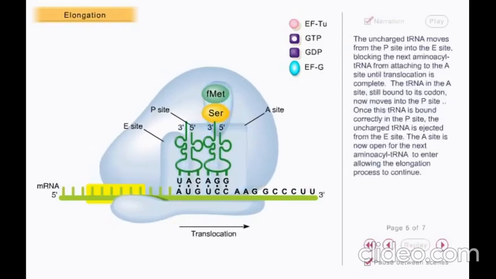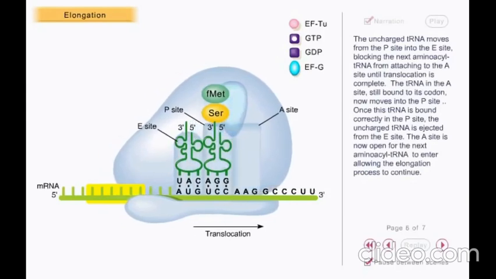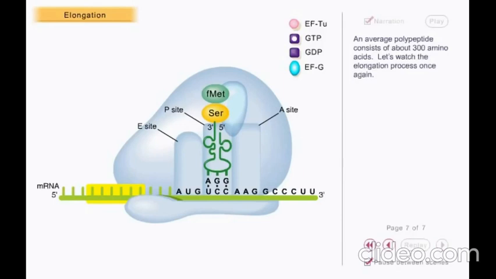The uncharged tRNA moves from the P site into the E site, blocking the next aminoacyl tRNA from attaching to the A site until translocation is complete. The tRNA in the A site, still bound to its codon, now moves into the P site. Once this tRNA is bound correctly in the P site, the uncharged tRNA is ejected from the E site. The A site is now open for the next aminoacyl tRNA to enter, allowing the elongation process to continue. An average polypeptide consists of about 300 amino acids.